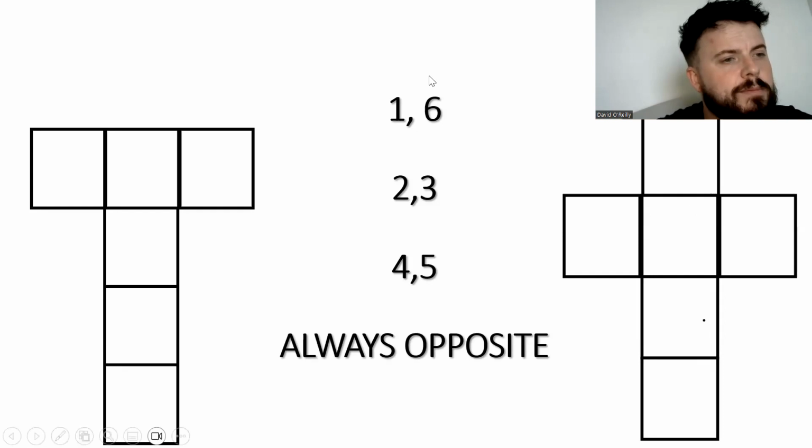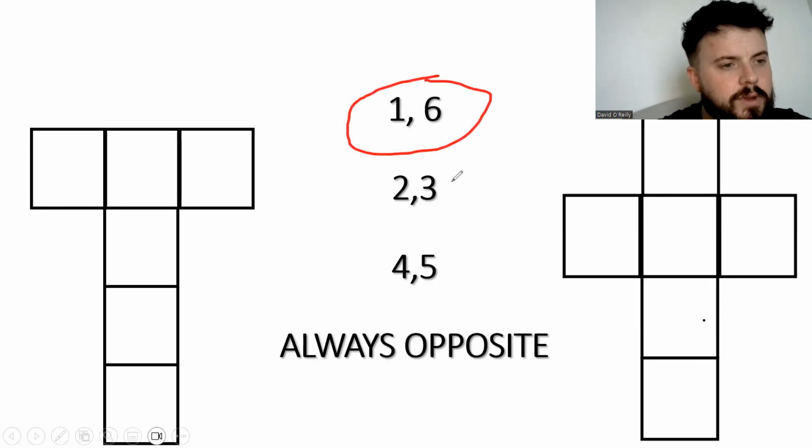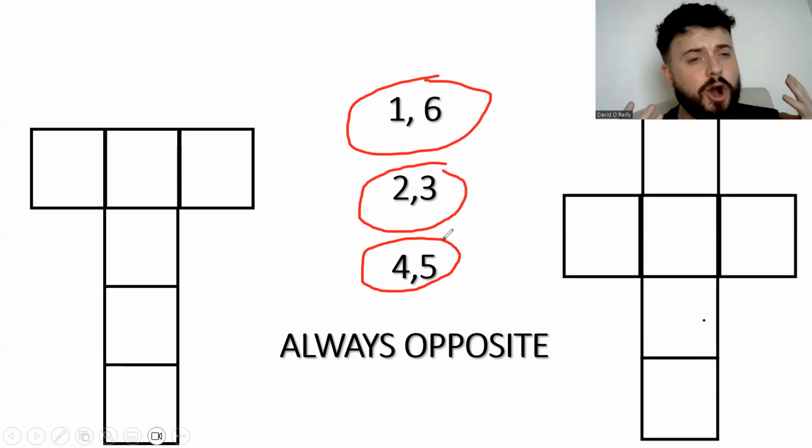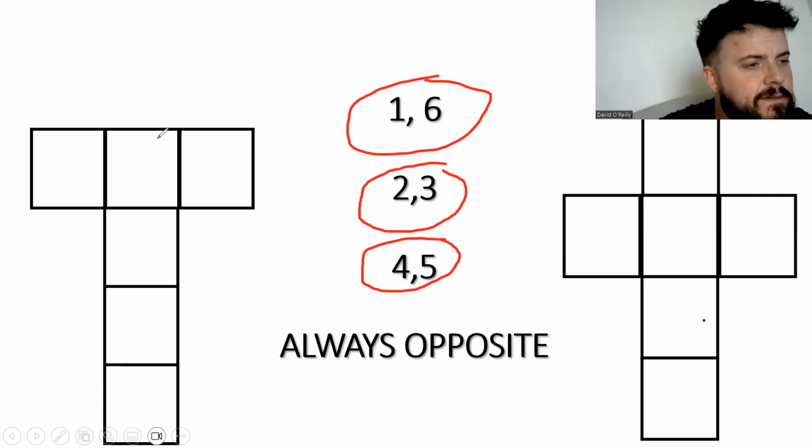So the next thing I want you to remember are the opposite pairs. So 1 and 6, 2 and 3, 4 and 5. These are the opposite pairs. What do I mean by that? Well, let's write those numbers out again. So 4, 1, 5, 6, and then on the outside 2 and 3.